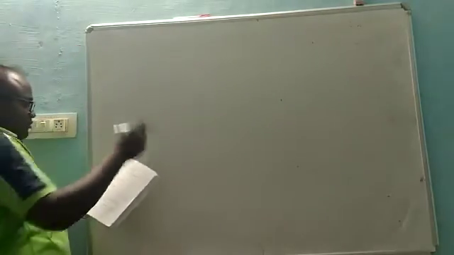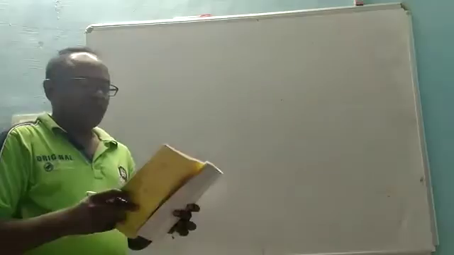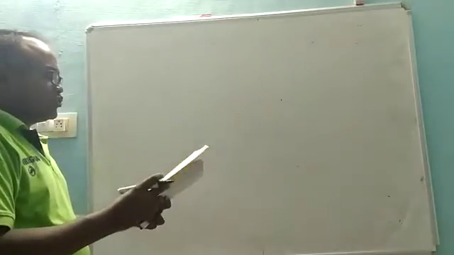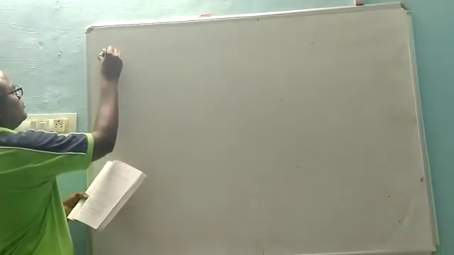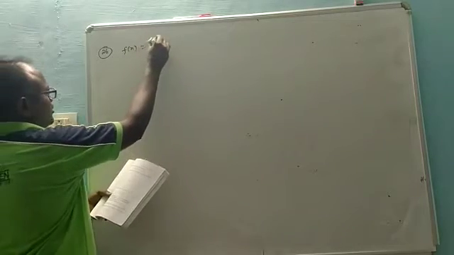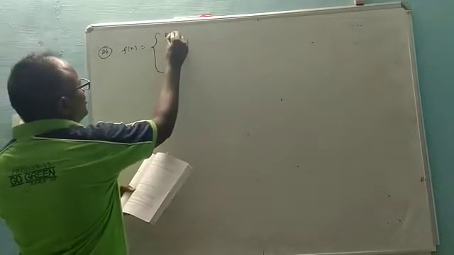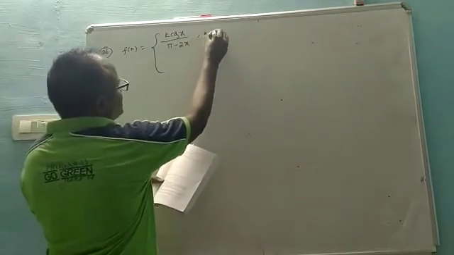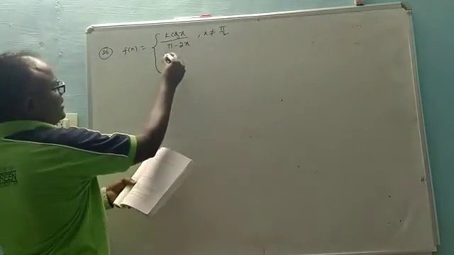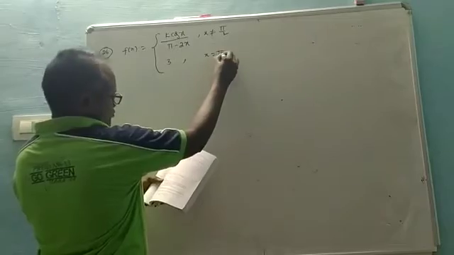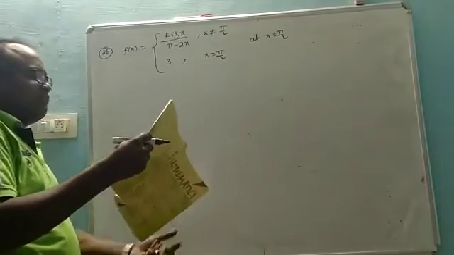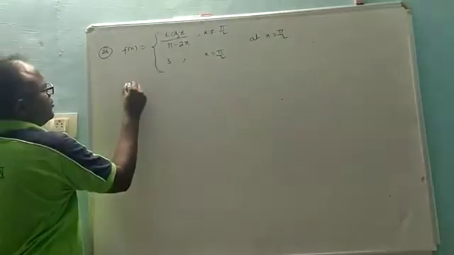The given question: find the values of k so that the function f is continuous at the indicated point in exercises 26 to 29. In the 26th problem, f of x is equal to k into cos x upon pi minus 2x, where x is not equal to pi by 2, and 3 at x equal to pi by 2. So at x equal to pi by 2 it is continuous, as already given.